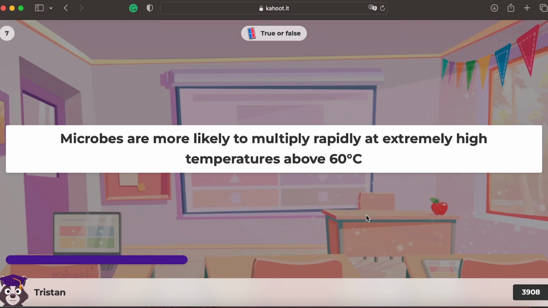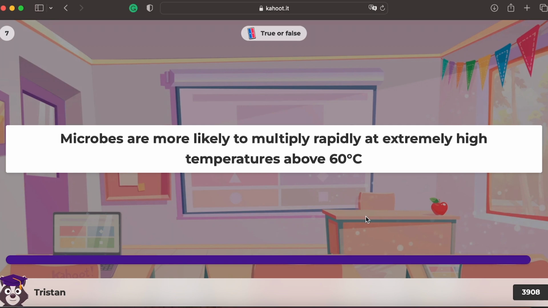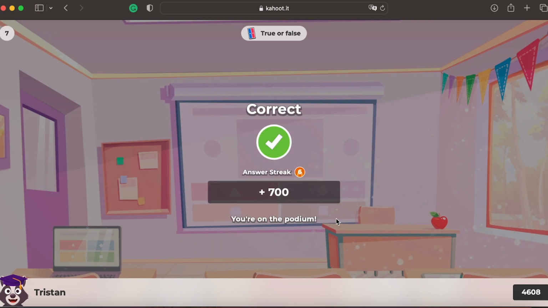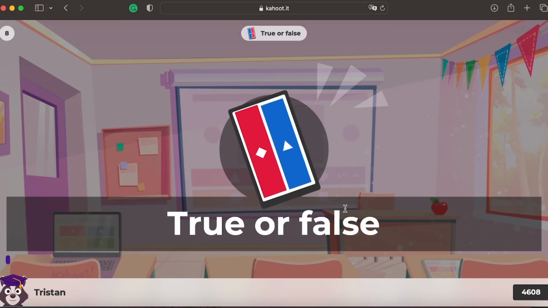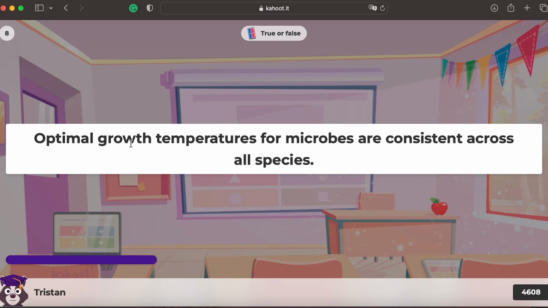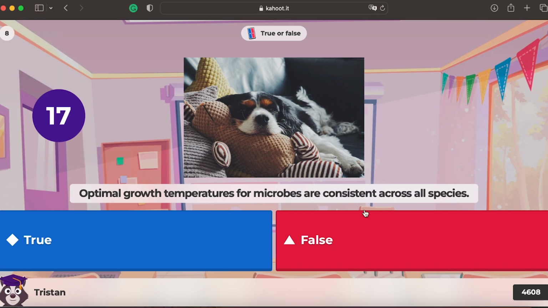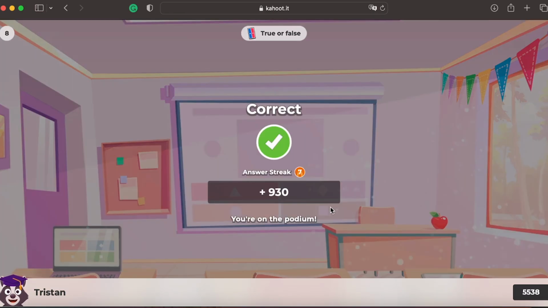Microbes are more likely to multiply rapidly at extremely high temperatures above 60. This I don't know. Is it above 60? Is it true? Rapidly, extremely high. False. Optimal growth temperature for all microbes is consistent across all species. They are not the same, so it's false.